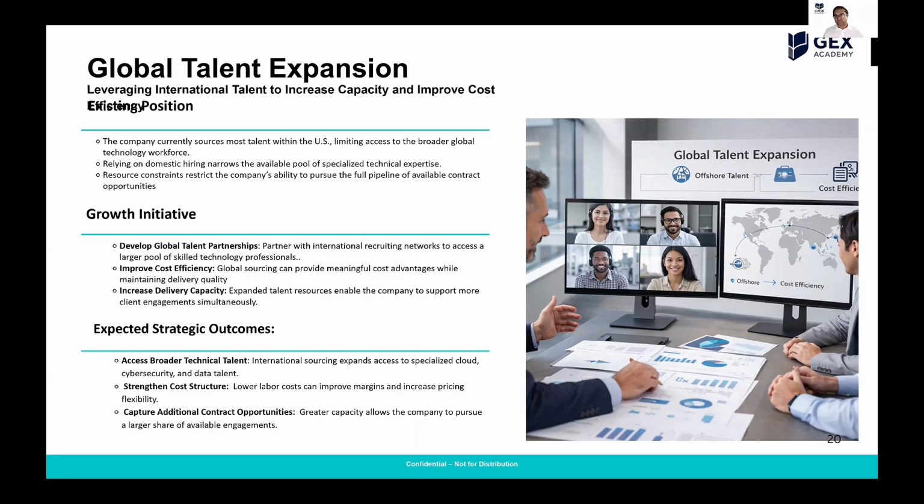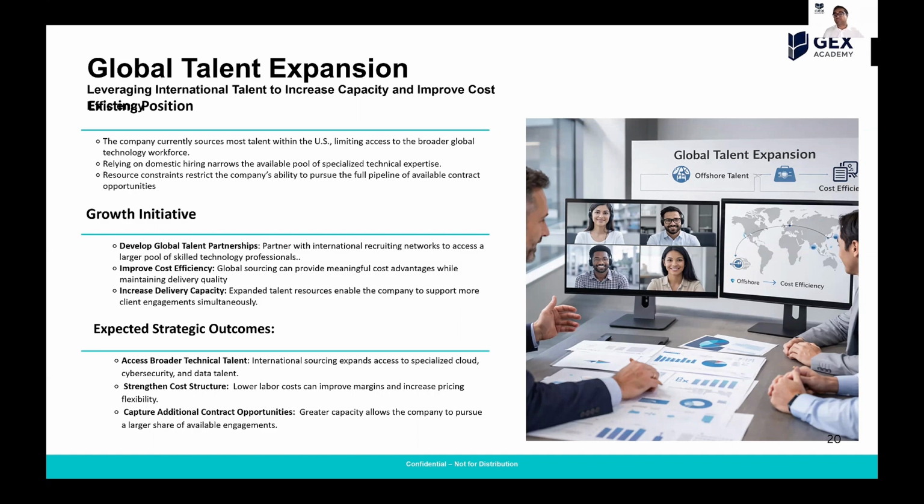So the first expected outcome is, of course, broader access to specialized technical talent, right? Expanding beyond domestic recruiting allows the company to access a much larger pool of qualified professionals, especially in highly specialized technical disciplines where talent shortages are a lot more pronounced. The second expected outcome is improved cost efficiency, right? So many international markets offer access to highly skilled professionals at labor costs which are well below comparable domestic resources, right? So while delivery quality might always remain the priority, a thoughtfully managed global talent strategy can improve margins while also providing additional pricing flexibility for clients.